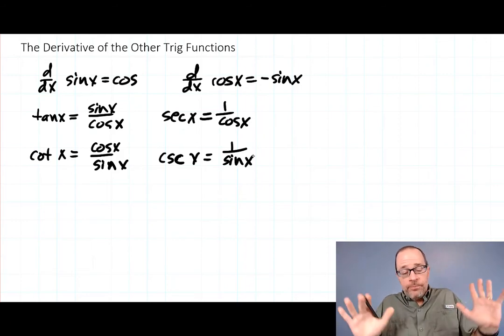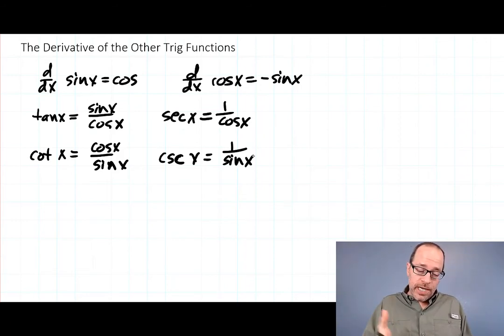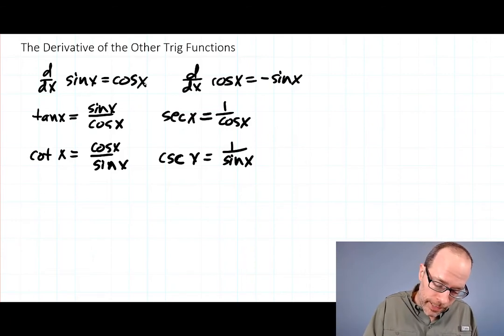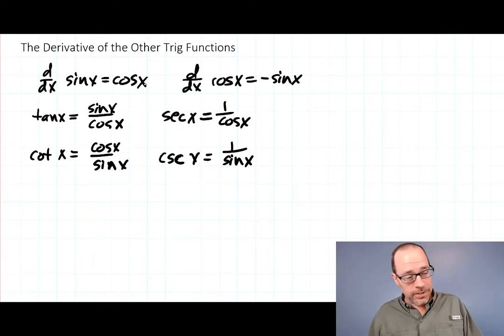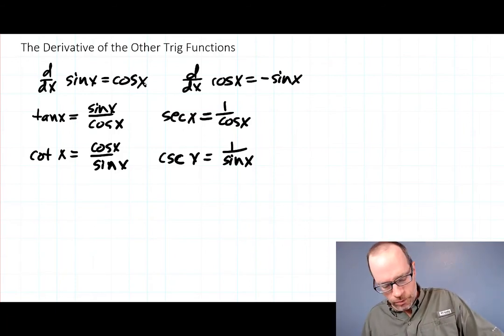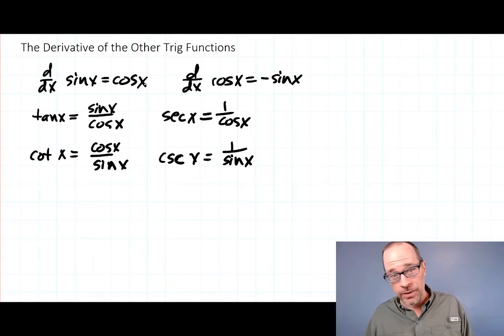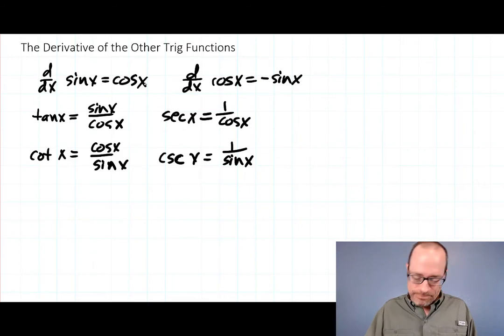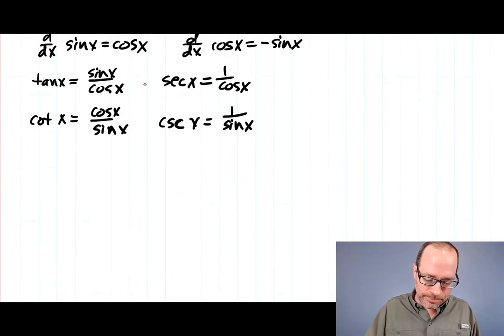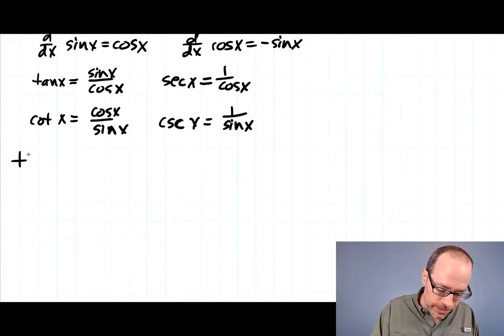Now, in principle, the derivative rules for sine and cosine, along with the product rule or quotient rule, will tell you how to do the derivative of all of these. And the truth is, most mathematicians don't memorize them. They just derive it when they need it. However, if you're doing a class and speed matters, it's probably worth memorizing. All right, so here's the theorem.